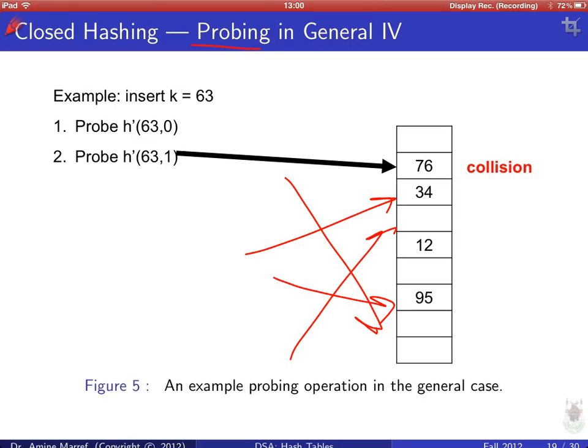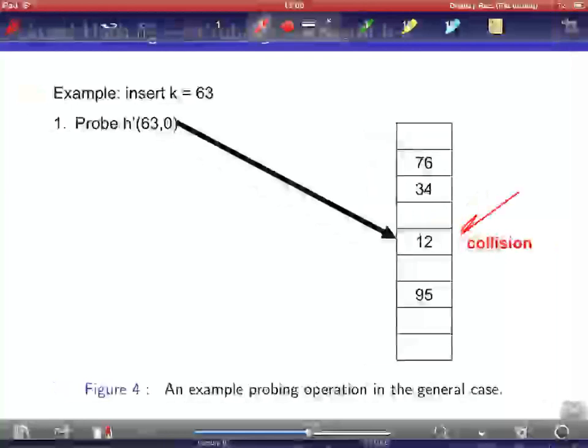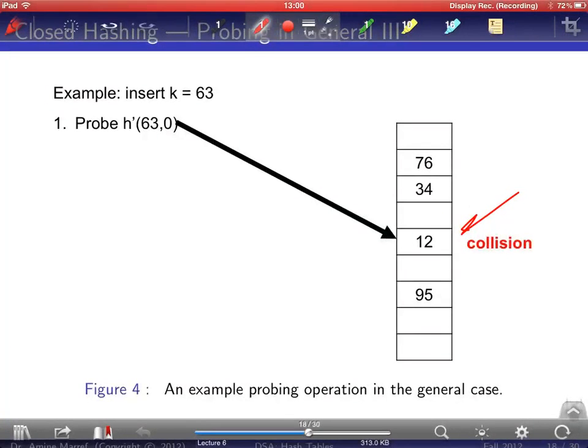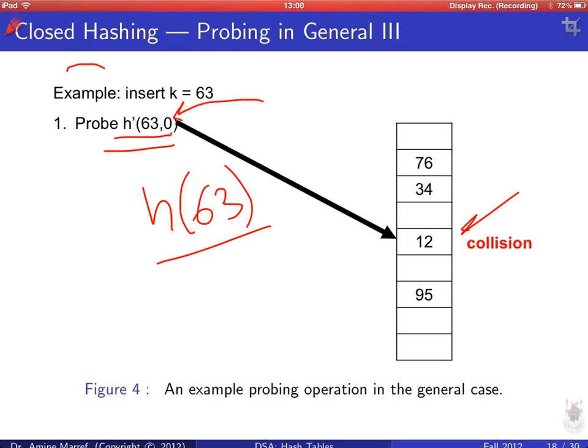So in this case, the first item in the probing sequence is actually the result of the hash function. So this first item is h of 63. This is the hash function of closed hashing. It uses a probing sequence as well. This is the key of the hash function, and this is the step number of the probing sequence. The first step number in this case is 0.